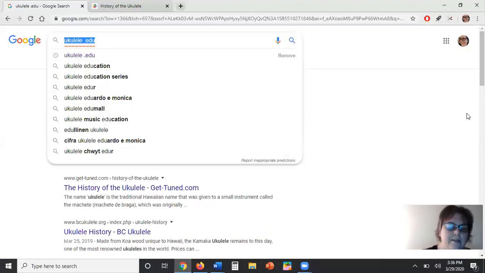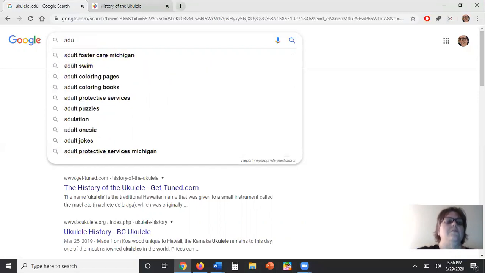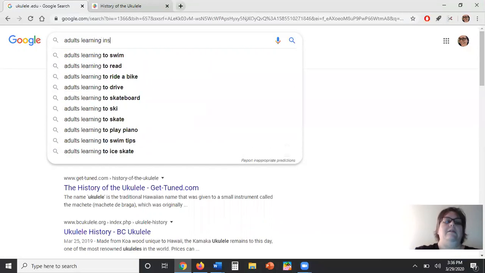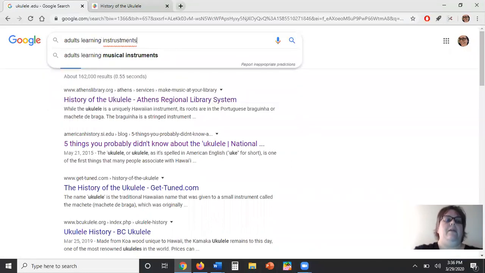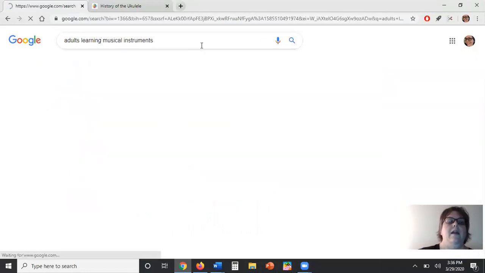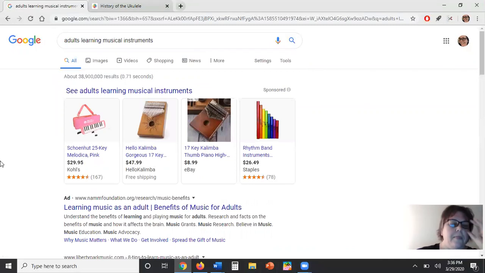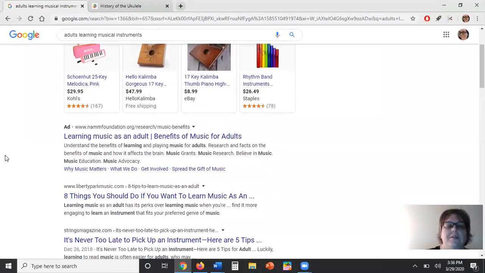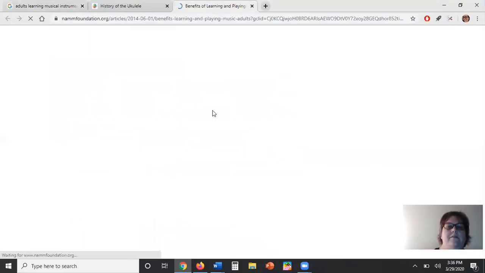And I'm going to look at adults learning instruments, right? Musical instruments. And I'm just going to see what comes up, right? So this is interesting. I don't know what this is. It's an ad, but it's for a foundation, NAM Foundation. I want to right click on that and see what that is.